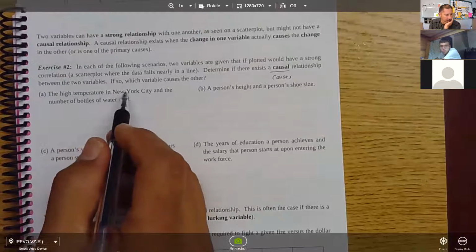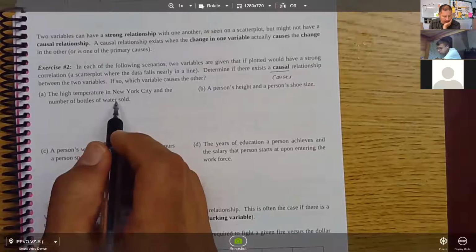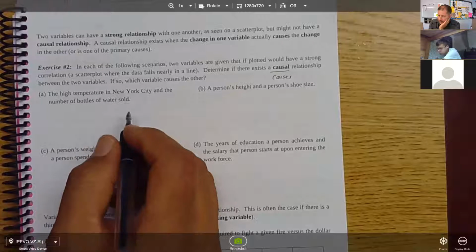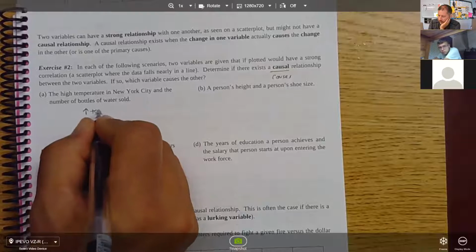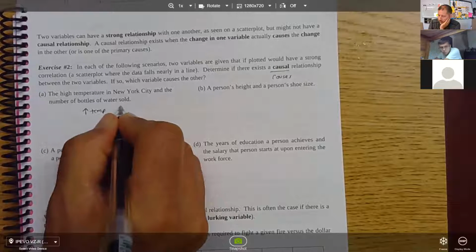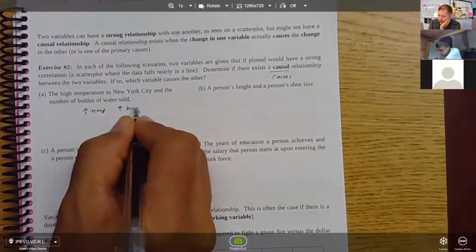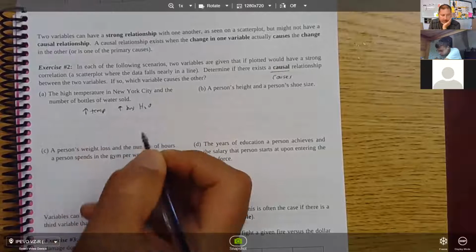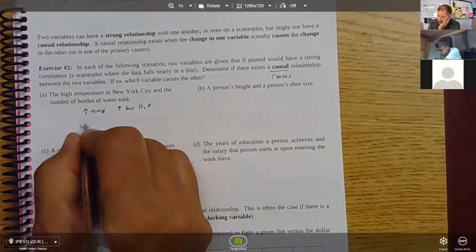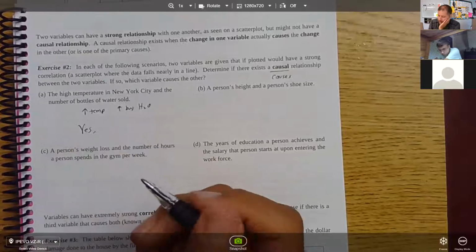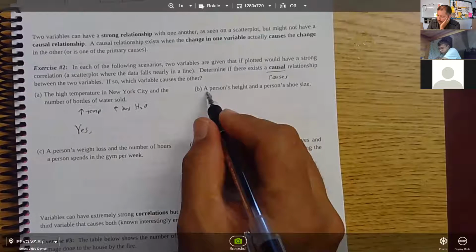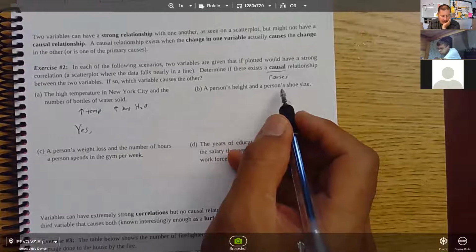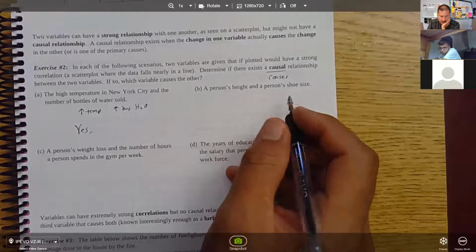Does the high temperatures of New York City and the number of bottled waters sold, is that causal? Yeah, definitely. As the temperature goes up, more people buy water, right? So the answer is yes, definitely causal, because it's hotter. People get thirstier. How about a person's height and a person's shoe size? Does one cause the other?